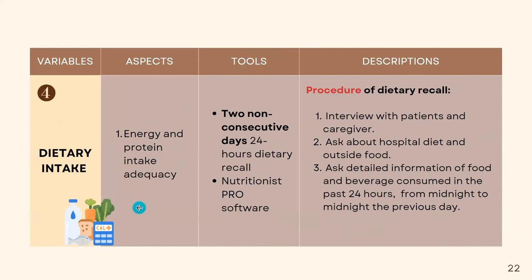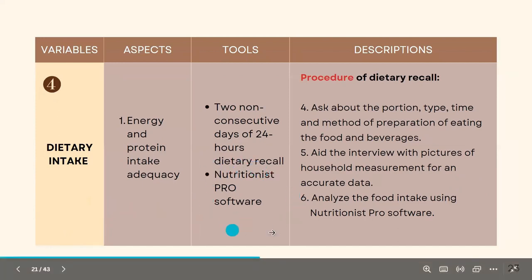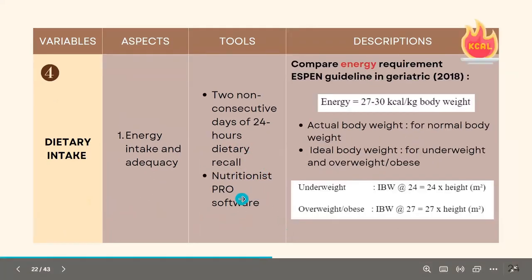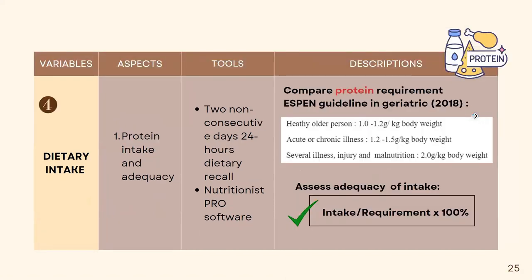We assessed the dietary intake using 24-hour direct recall of 2 non-consecutive days, and then analyzed using Nutritionist Pro. After we got the intake, we calculated the requirement using the ASPEN guideline in geriatrics. The energy requirement is between 27 to 30 kilocalories per kilogram body weight. The protein requirement is around 1.0 to 1.2 for healthy older persons, 1.2 to 1.5 for acute and chronic illness, and for severe illness, injury, and malnutrition, we set it at 2.